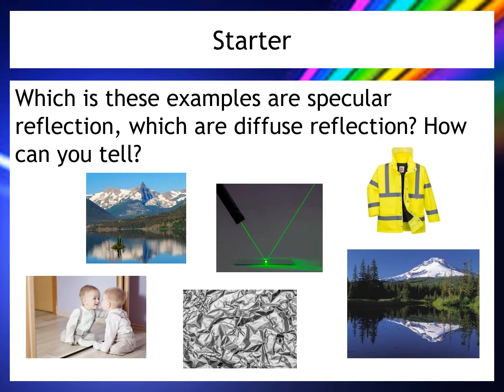As a recap from last lesson, pause the video and look at this slide. Which of these objects represent specular reflection and which ones represent diffuse reflection? So remember, diffuse reflection is from an uneven surface, so the light is reflected in all different directions.